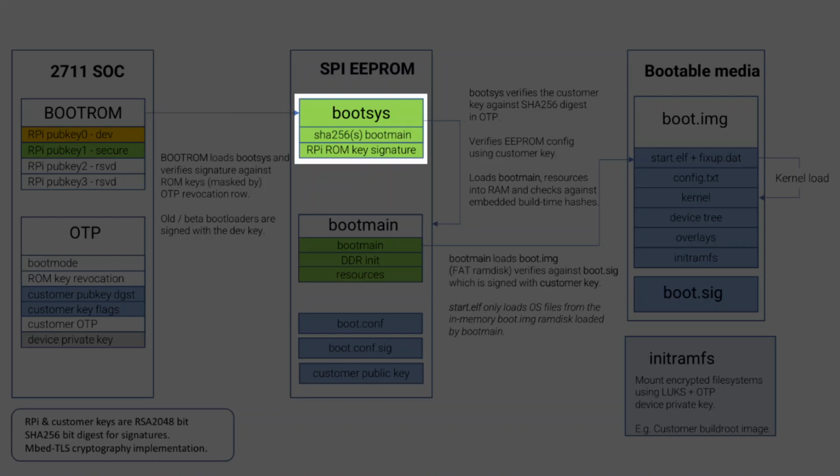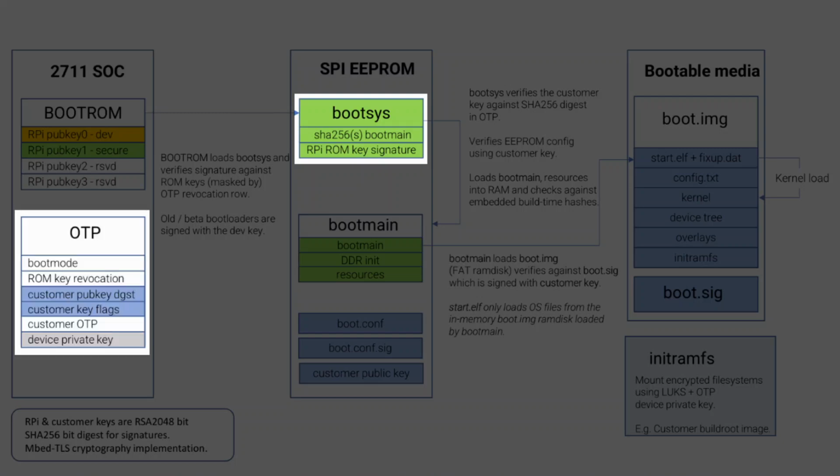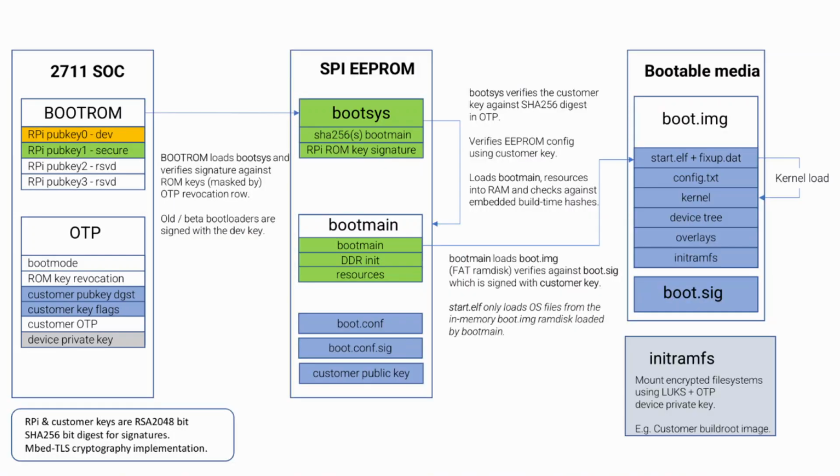Bootsys verifies if the SPI EEPROM signature matches the customer key in the OTP. If it does, then it will execute the boot main, which is also signed. The multiple levels of signatures effectively prevent us from simply modifying the Raspberry Pi 5 firmware and flashing custom firmware. This is similar to how we can no longer flash our custom NVIDIA VGA BIOSes.